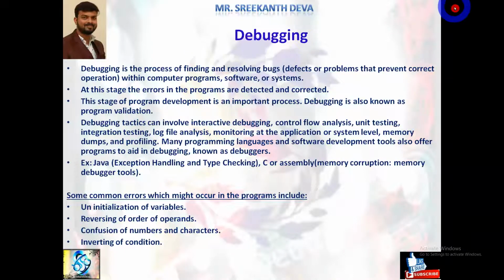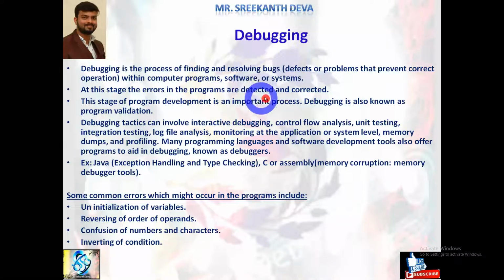It's a very important word. A bug is nothing but an error that occurred in a program. Debugging is the process of finding and resolving the bugs in computer programs, software or systems. Simply, debugging means correcting the errors that occurred in the program, or rectifying the bugs in the program. So at this stage the errors in the programs are detected and corrected. This stage of program development is an important process. Debugging is also known as what?